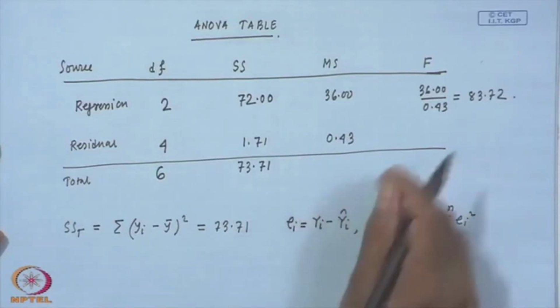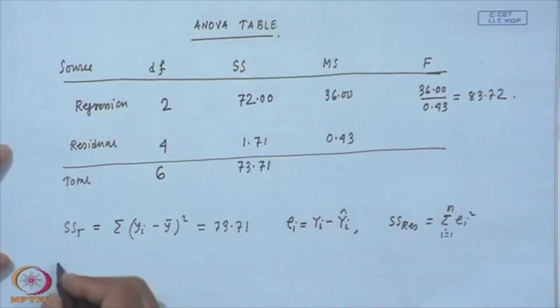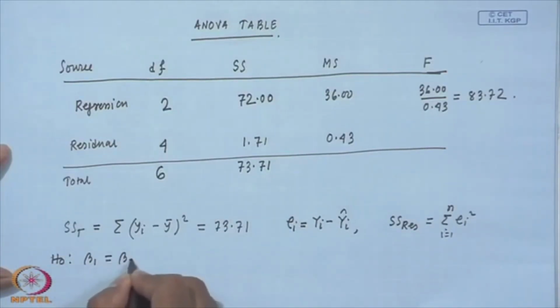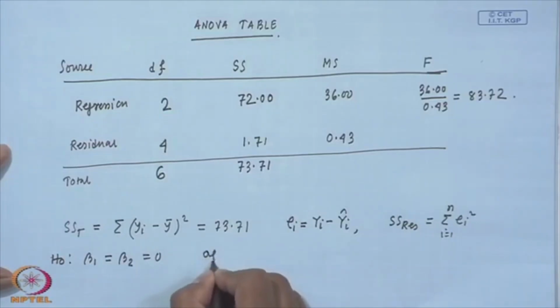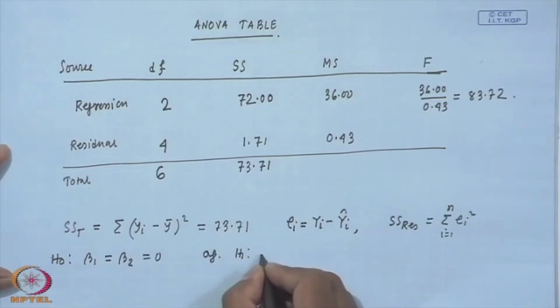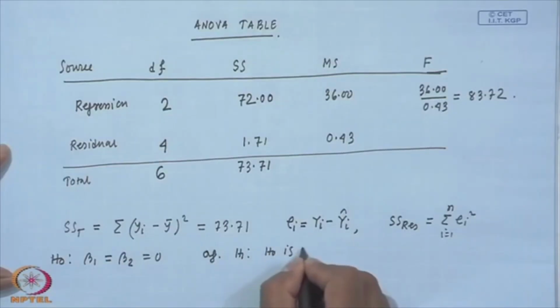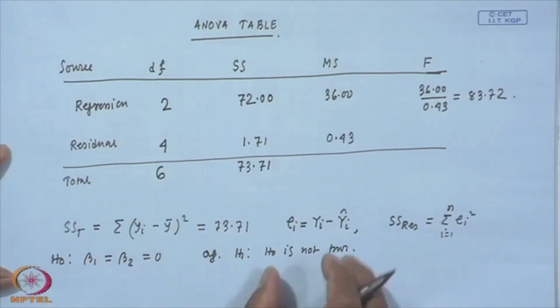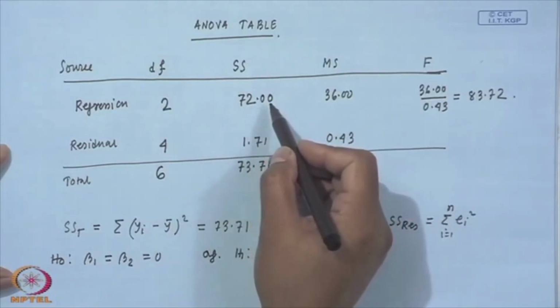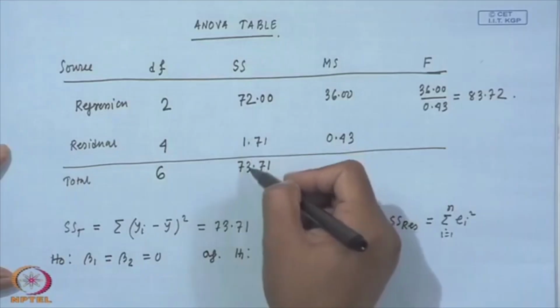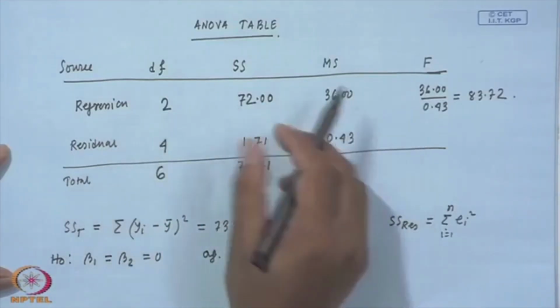So, we can test the significance of the fitted model by testing the hypothesis H naught, that beta 1 is equal to beta 2 is equal to 0. This says that the fitted model is not significant, against the alternative hypothesis that H naught is not true. That means the alternative hypothesis says that the fitted model is significant, and you can clearly see that the model is very significant, because almost 99% of the total variability is explained by the fitted equation.